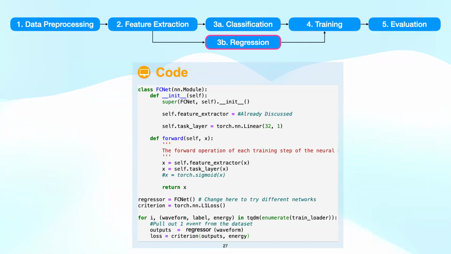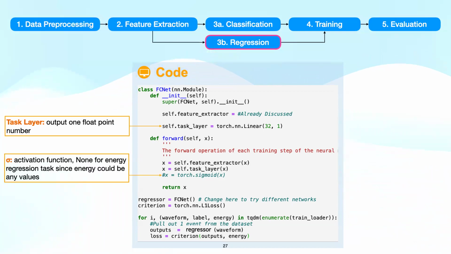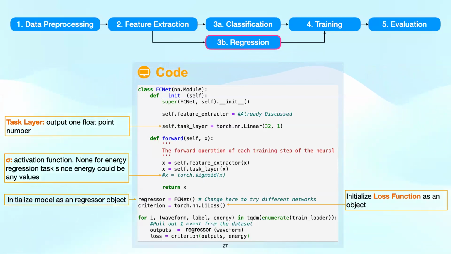We already discussed how we are coding the feature extractor. Here we also have the task layer, which outputs a single number. And we also have the activation function, but since here I'm doing energy regression, I am omitting the activation function. But if you need, you can add any activation function here. So this is my neural network class, and after that I can initialize my neural network as an object, as you can see here. And I also initialize my loss function.